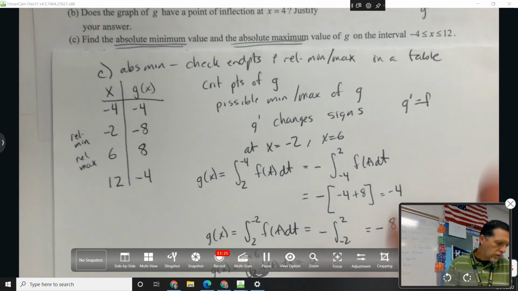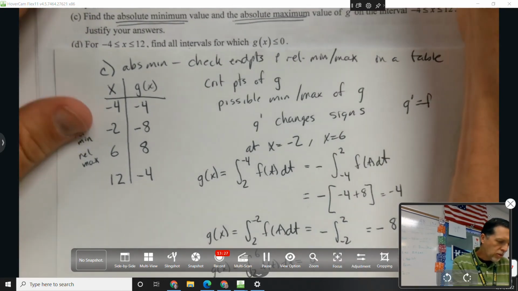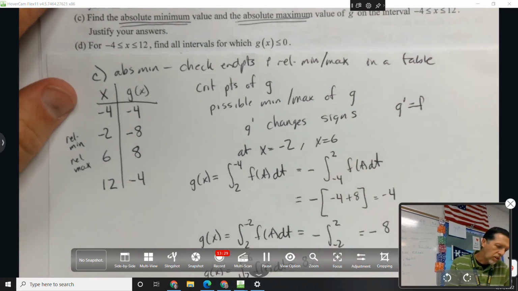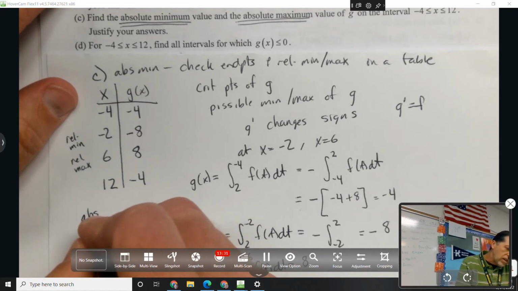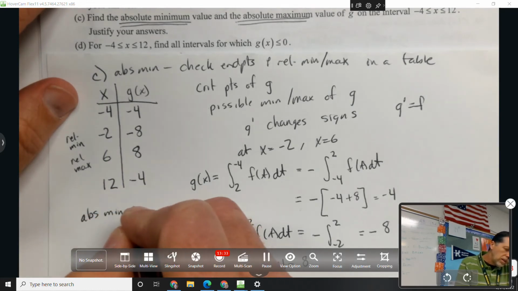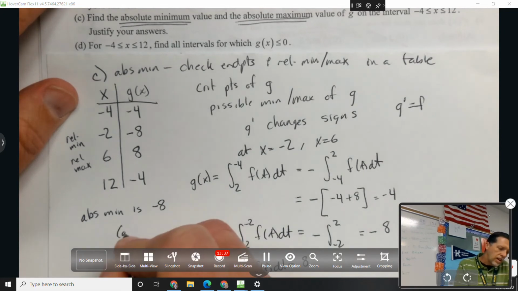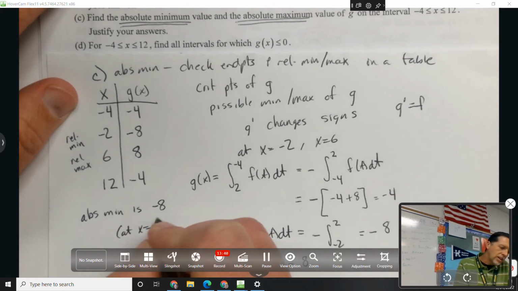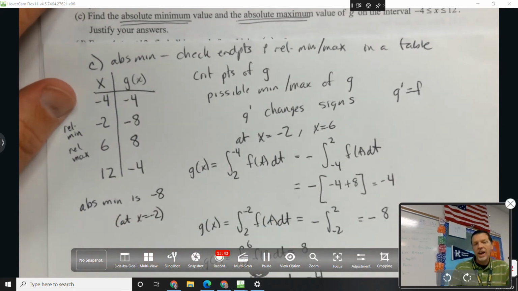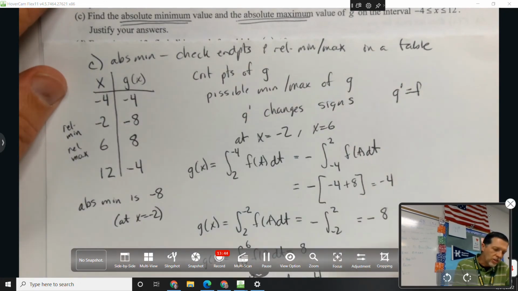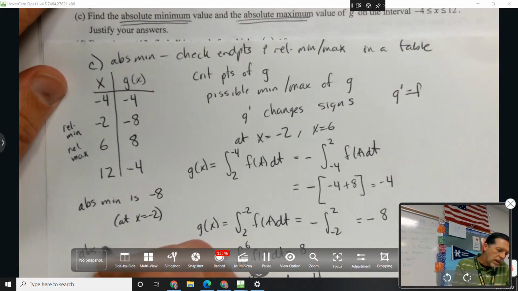Why do we do this? What was the question? The absolute minimum and the absolute maximum value. So the absolute minimum is -8. It occurs at x equals -2, but you don't have to say that. The justification is all your work. And the absolute maximum is 8 at x equals 6.